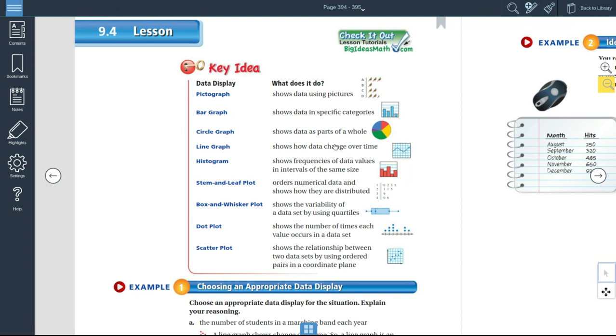You'll notice there's a line graph here. This is normally used on stocks. That's definitely what is used in the stock market to show how things are rising and dropping each month.